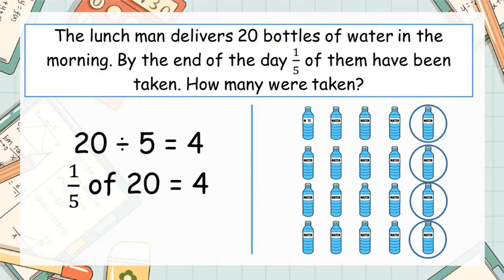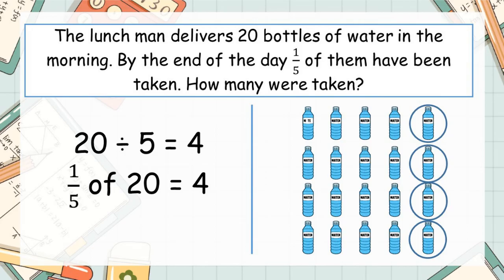Well, did you remember how we solved those? Remember, there's 2 different ways we could have done it. The first way involves division. We divide by the bottom number, the denominator of the fraction. So 20 divided by 5 is equal to 4. So 1/5 of 20 is equal to 4.